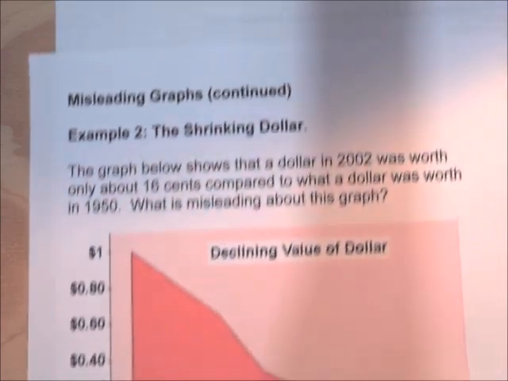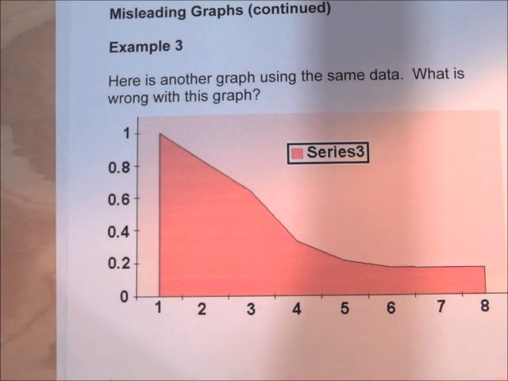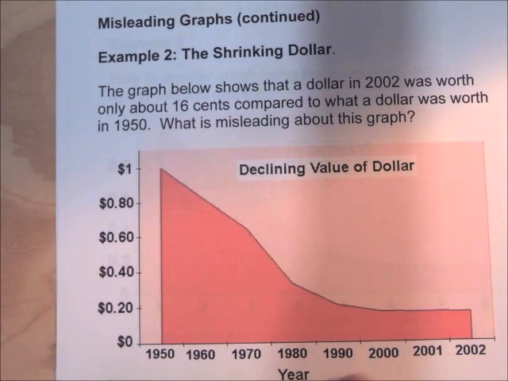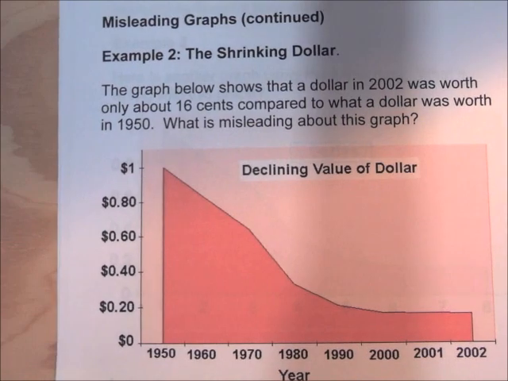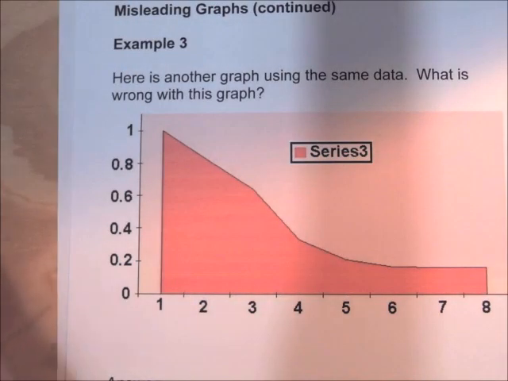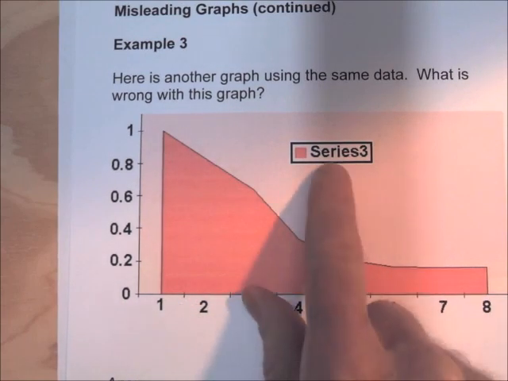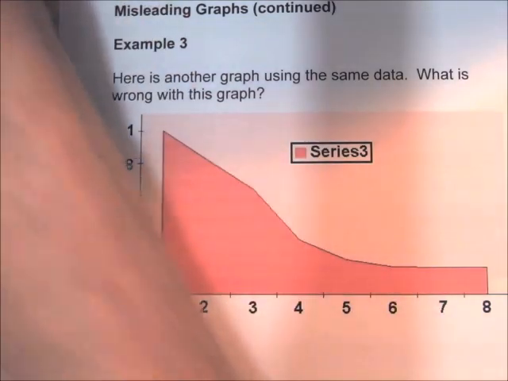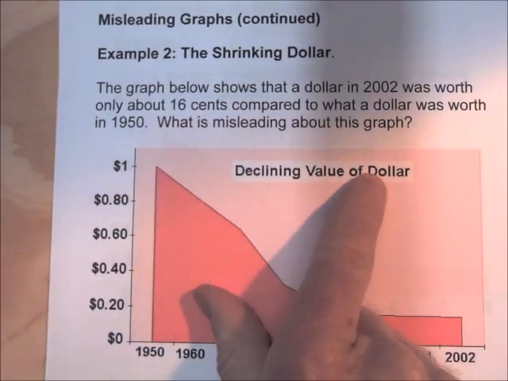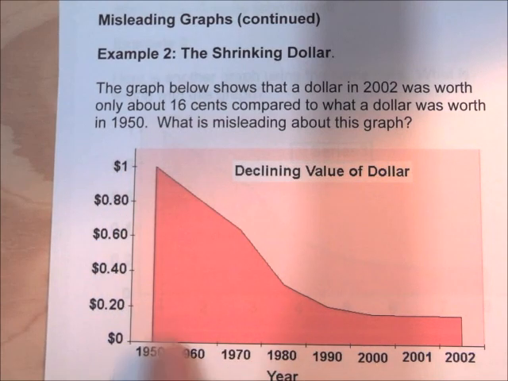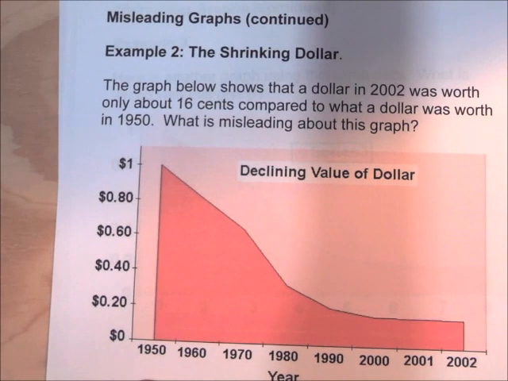Okay, another example of a graph that's even worse. This is actually the same data set, but it's worse because the labeling is not clear. In example 2, at least you could see where they went wrong, because the labeling was pretty clear. This graph number 3 is the same graph as the one before, but the labeling is not clear. This is series 3, whatever that means. Now the previous one is a bit more clear: it shows the declining value of the dollar, with dollar signs on the left scale and the years on the bottom scale. So that's the clear labeling.